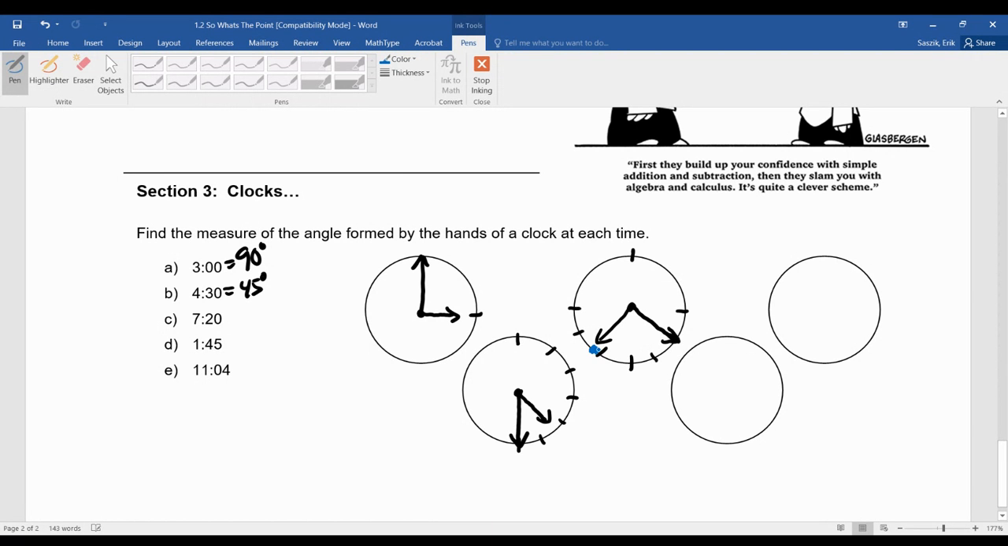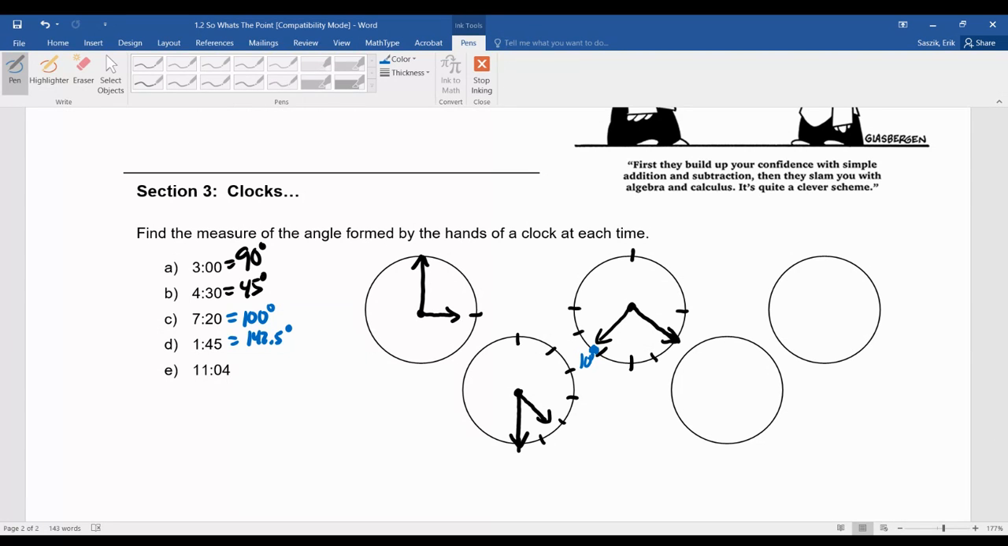Now remember, at 7:20 we are 20 minutes past the hour, which means we're a third of the way. So if this is 30 degrees, this would be 10 degrees. So we got 30, 30, 30, we have 90, and this is going to be 100. I'm not going to do D. That's going to be 142.5. What I do want to do is spend some time talking about E.